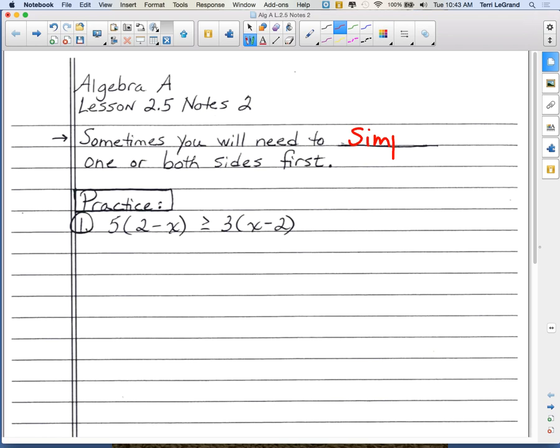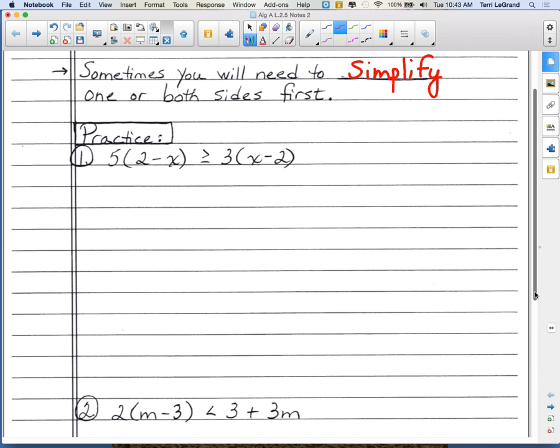So would you fill in the blank there that sometimes you look at it and you say, you know what, before I start solving this, I need to simplify. Sometimes you might only need to simplify one of the sides. Sometimes you might need to simplify both of the sides. Okay, so how do you know when you have to simplify?